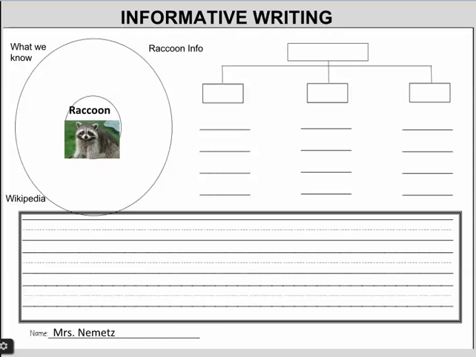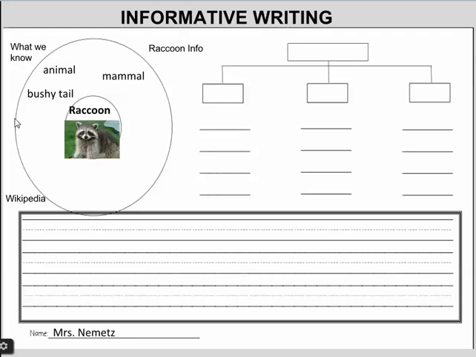First, you're going to think about all the things that you know about a raccoon, all the information that we've read, and all the information we read on Wikipedia. First, a raccoon is an animal, so I will write animal on the circle map. A raccoon is a mammal. A raccoon has a bushy tail.